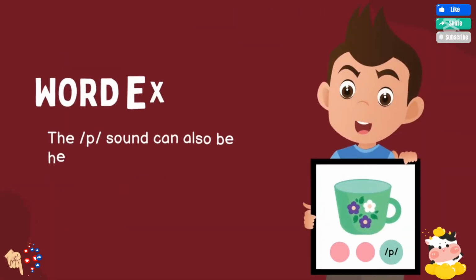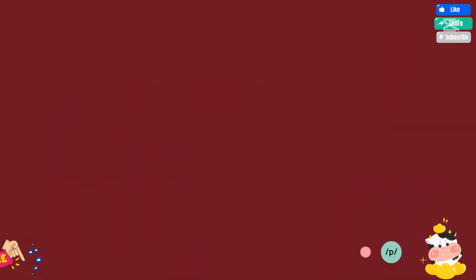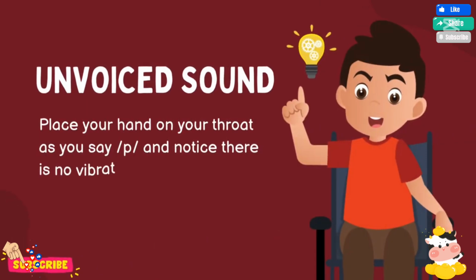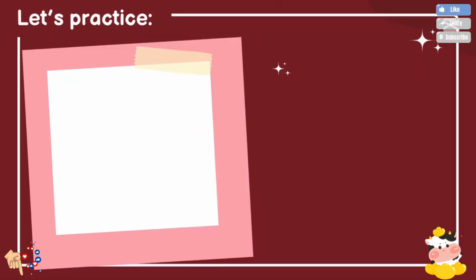The P sound can also be heard at the end of words like cup, lip, and hop. Unvoiced sound. Place your hand on your throat as you say P and notice there is no vibration. This happens because P is an unvoiced sound.